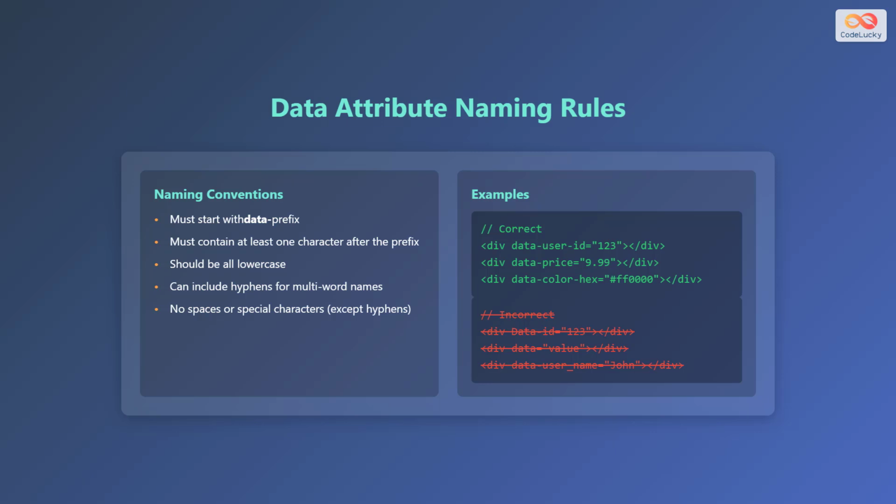Here are a few examples. data-user-id and data-price are correct examples. On the other hand, data-id, data=value, and data-user_name are incorrect.